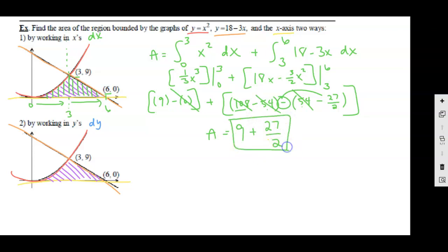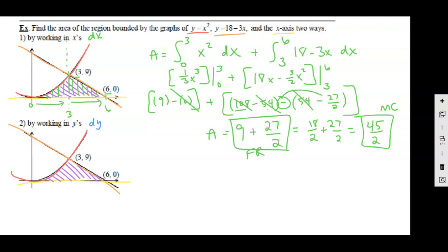And if it was a free response question, that would actually be a perfectly good stopping point. Right? 9 plus 27 over 2, that's fine. You don't necessarily have to get it all the way down to this final singular answer. But 9 would be the same thing as 18 over 2. 18 plus 27, that's 45. So if it was a multiple choice question, you would have to probably get it all the way to that answer. But if it was a free response, you would have been safe to stop earlier.